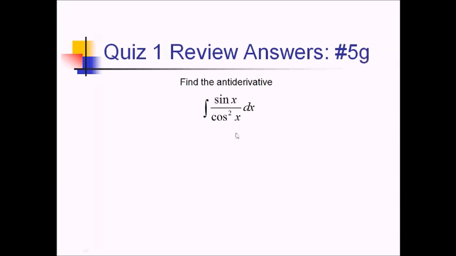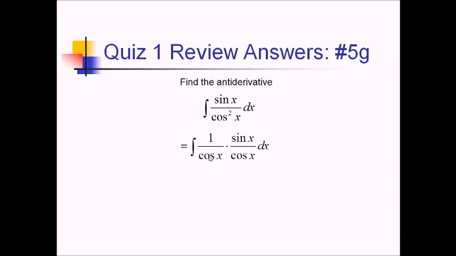For this problem, I've got this fraction with multiple trig functions in it. So I'm going to see if I can simplify this to something that's easier to take the antiderivative of before I do anything else. So I'm going to split this up into 1 over cosine of x times sine over cosine. And you'll see if we were to multiply this back together, we would get what we started with.